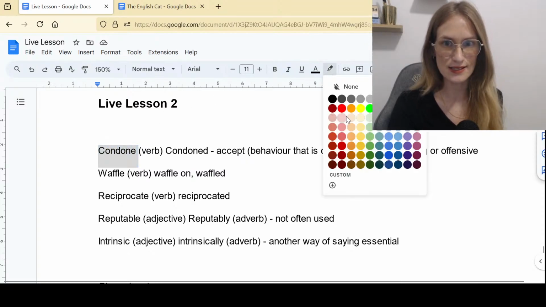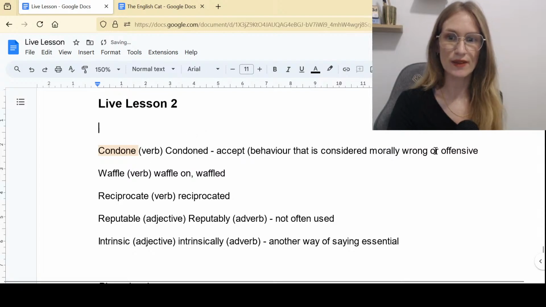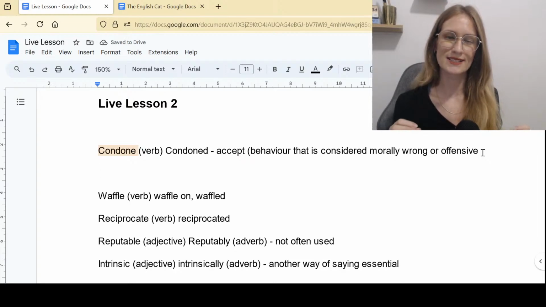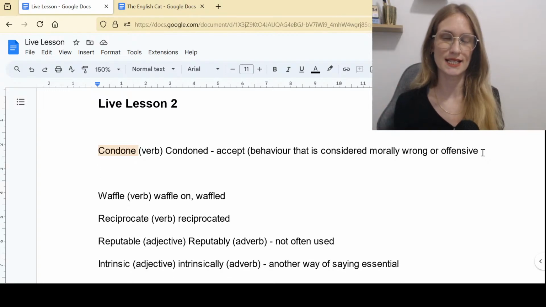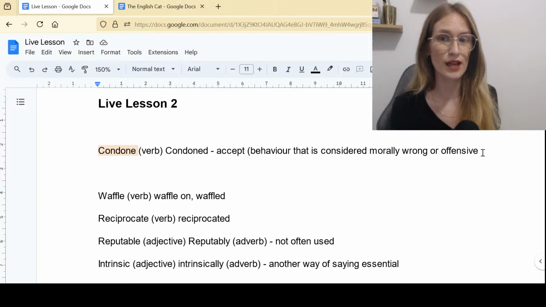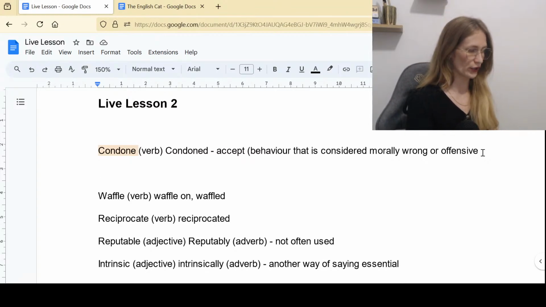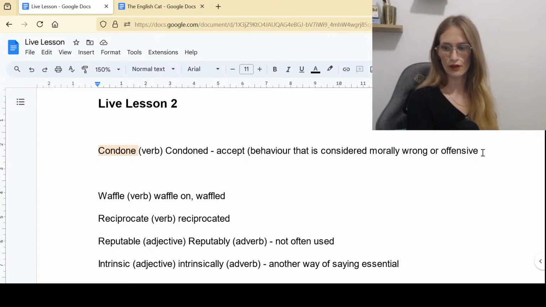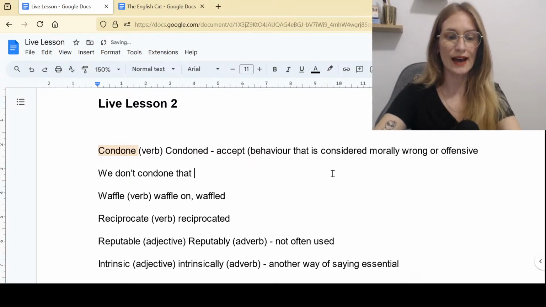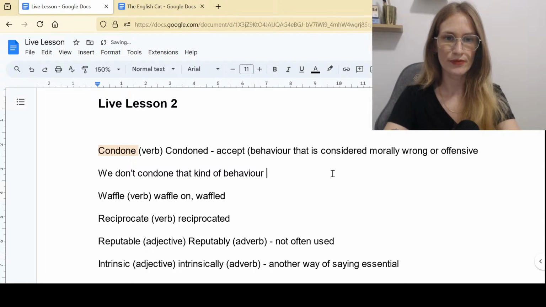Condone, or past tense, condoned. Now this means to accept, but it's a bit more advanced than accept because you're accepting somebody's behavior that typically is wrong or not acceptable, potentially offensive. So let's say a colleague has done something wrong. You might say, we don't condone that behavior in this office. Let me write that for you. We don't condone that kind of behavior in this office.